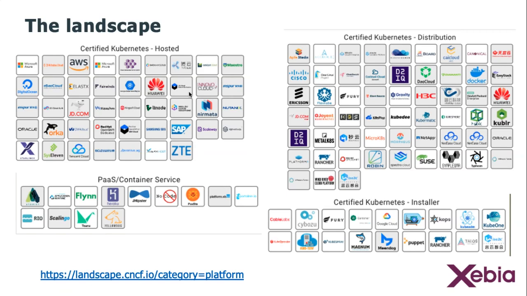So there's hosted stuff that's managed for you. There are distributions which you can use yourself, which you can set up by hand, or you can get installers. And then you have PaaS container services, which are slightly different. They're not really Kubernetes based.